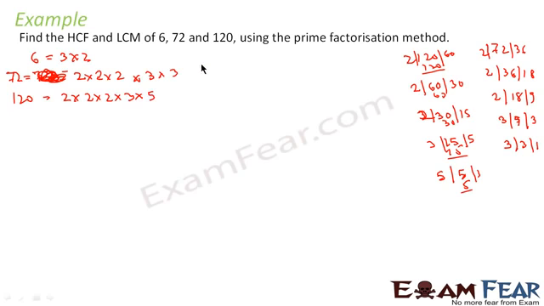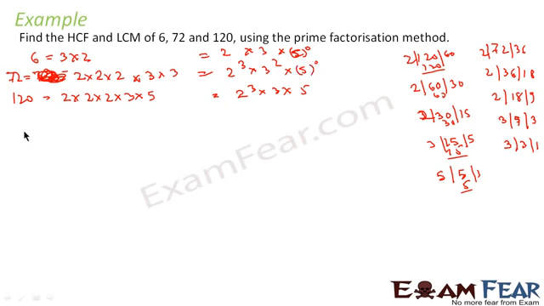Or we can write this as 2 cube into 3 into 5. And 6 is nothing but 2 into 3 into 5 to the power 0. 5 to the power 0 is nothing but 1, but I am trying to make things consistent, so I am multiplying 5 to the power 0 here.